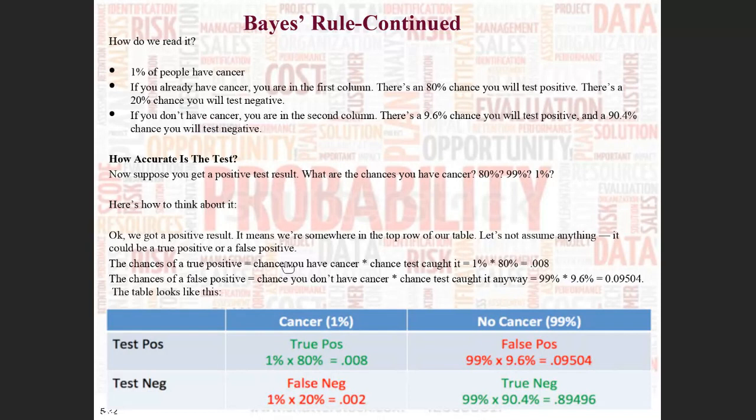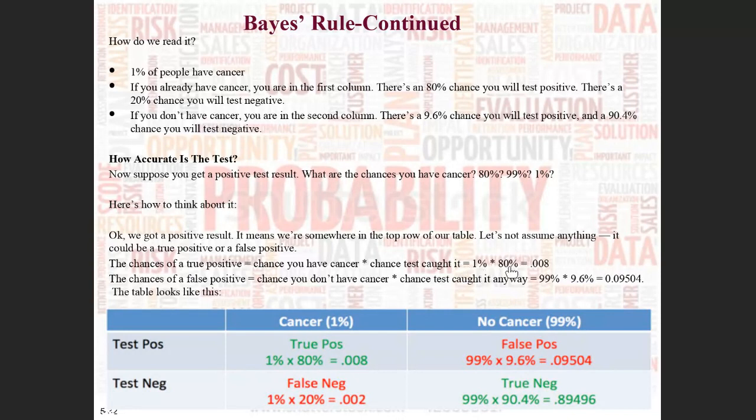You got a positive result. It means you're somewhere in the top row, either here or here. Don't assume anything. It could be a true positive or a false positive. So the chance of a true positive equals the chance you have cancer times the chance the test caught it.